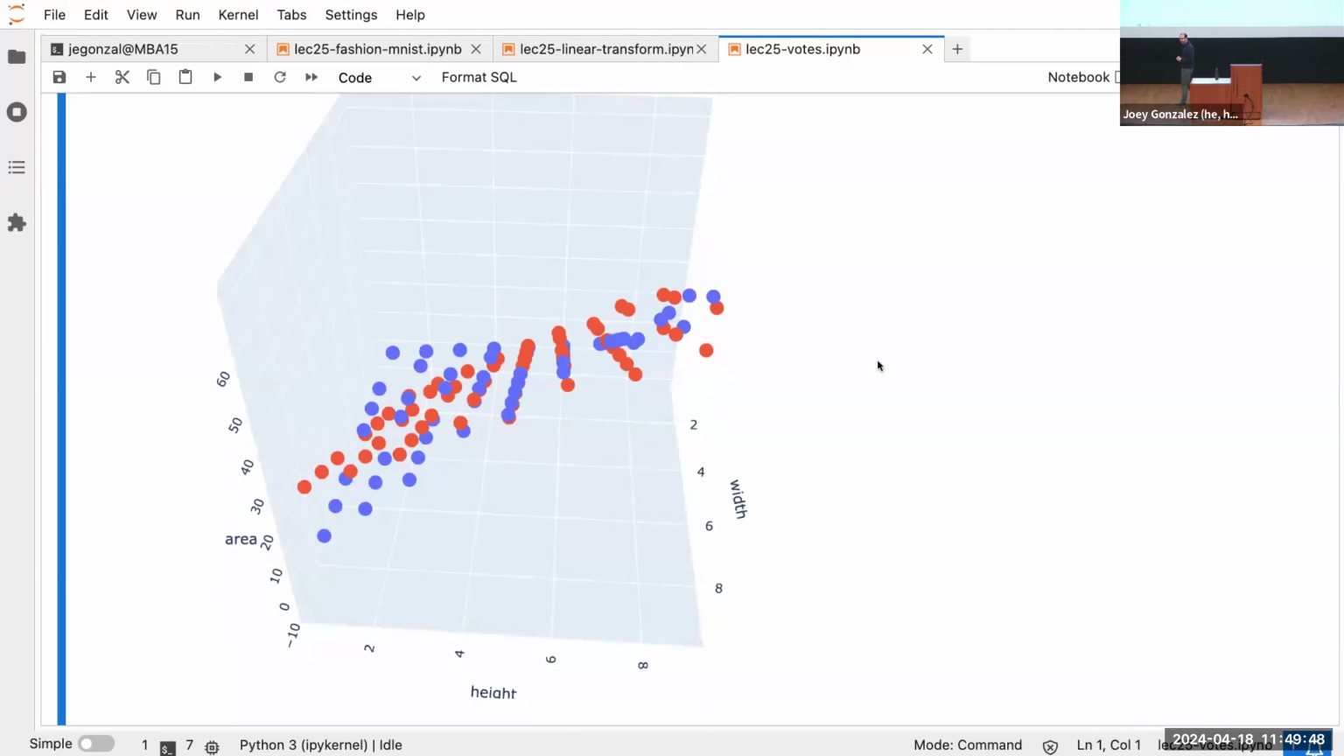Problem, PCA is a linear operation. So how do you get area from height and width? Height plus width is not area, right? So I actually do need 3 dimensions if I want to recover area, if I'm going to use PCA.